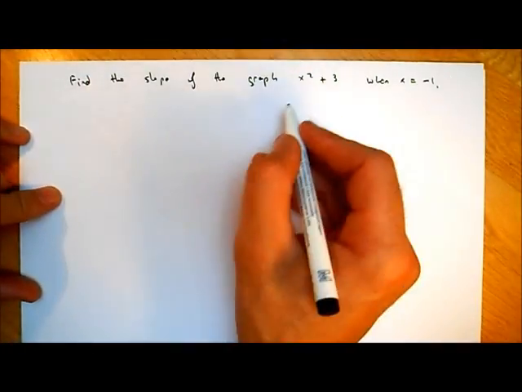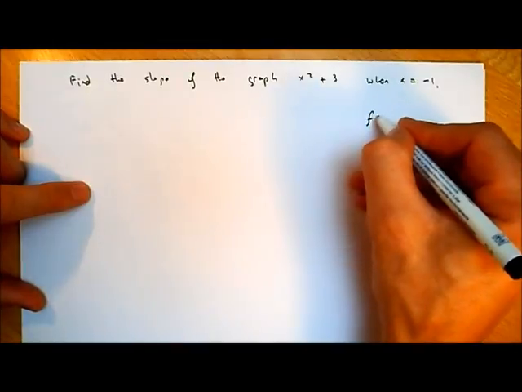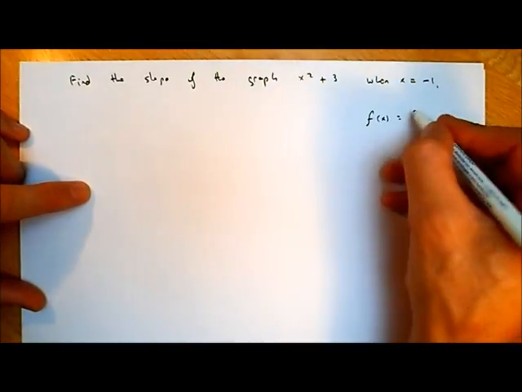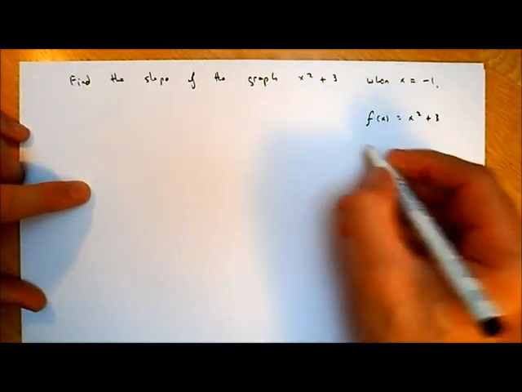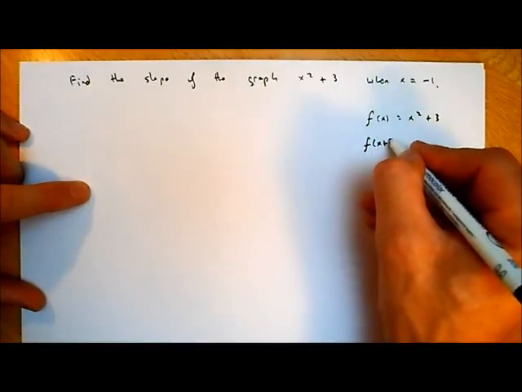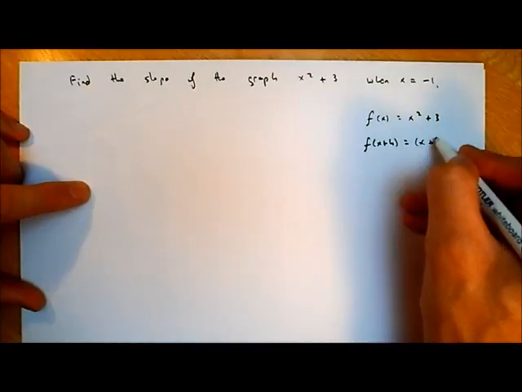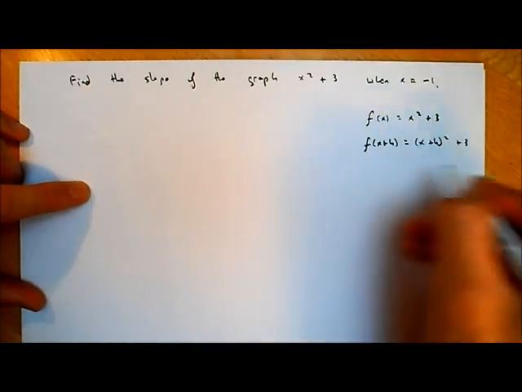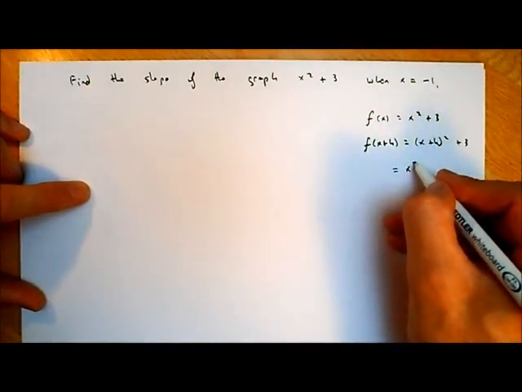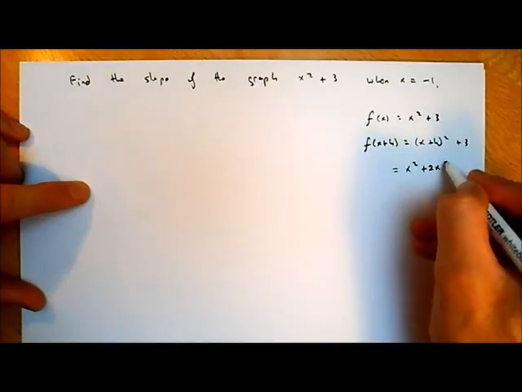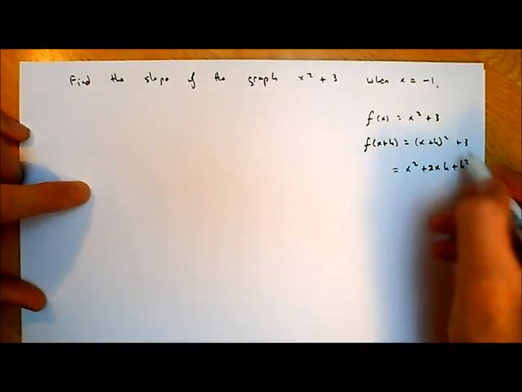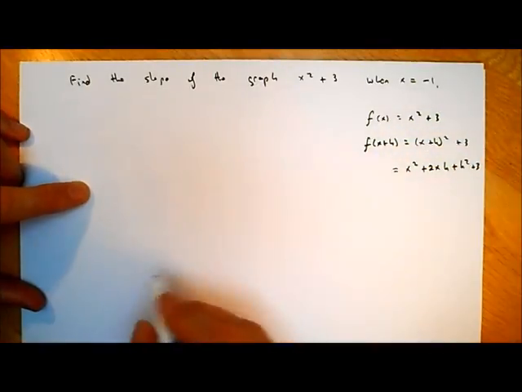We know how to do that. So we're going to write f of x is equal to the graph, so x squared plus 3. f of x plus h is just equal to, anywhere there's an x, I put in x plus h. So it's going to be x plus h squared plus 3. When I multiply that out, same as before, it's x squared plus 2xh plus h squared and then plus 3.